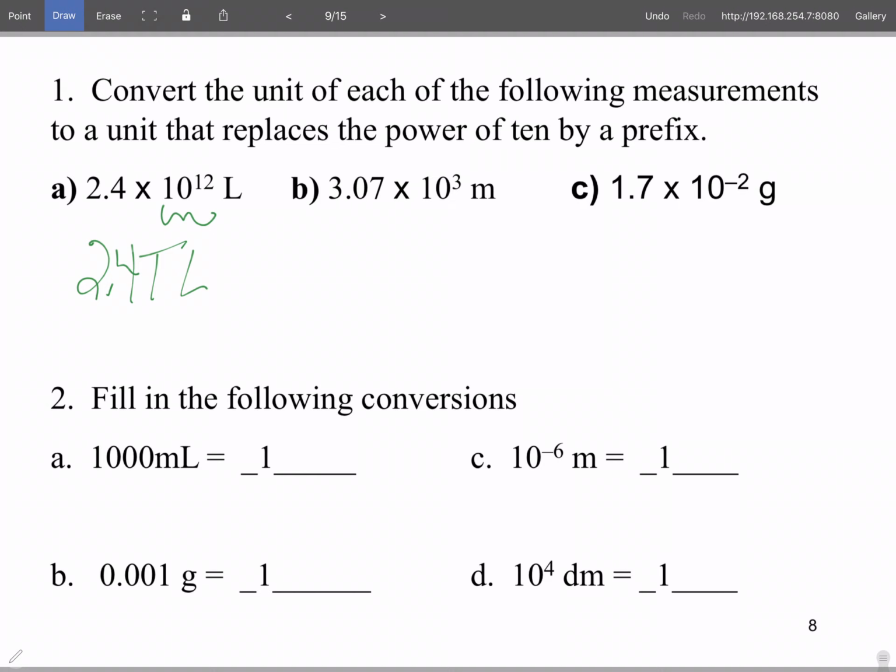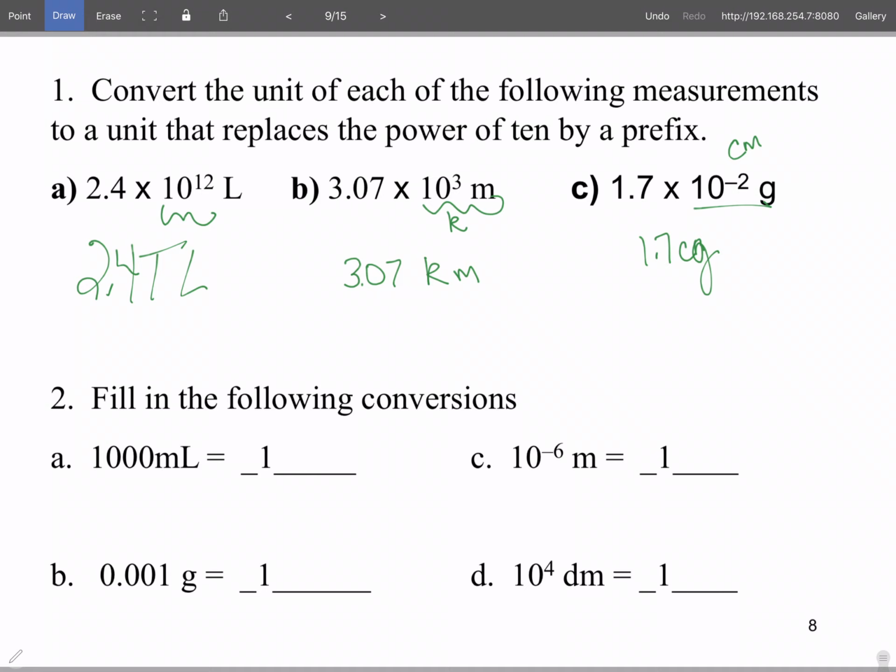Okay, 3.7 times 10 to the 3. Well, this is kilo, so this is 3.7 kilometers. This is 10 to the minus 2, so that's centi. So it's 1.7 centimeters. Oh, excuse me, centigrams in this case. Again, it doesn't matter what the final unit is. You can use all of them. So this is a way to use really big and really small numbers in such a way that it's easier to say and to write.